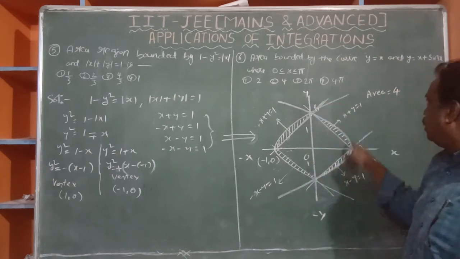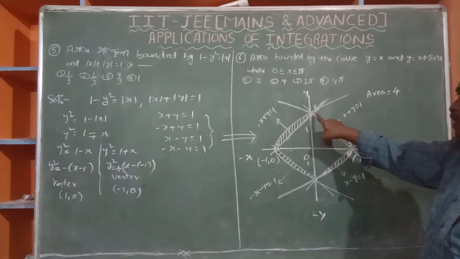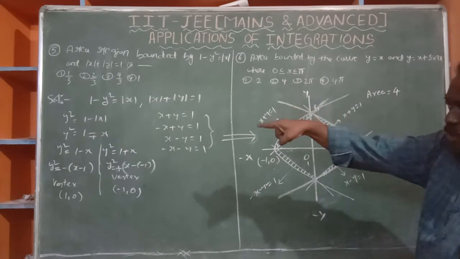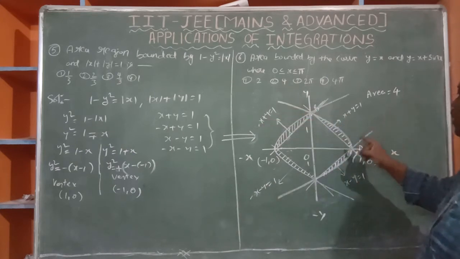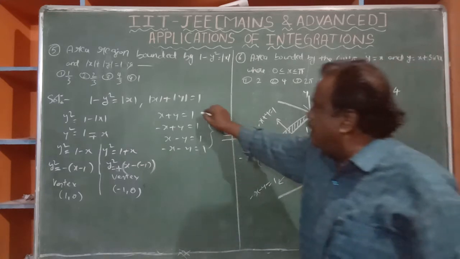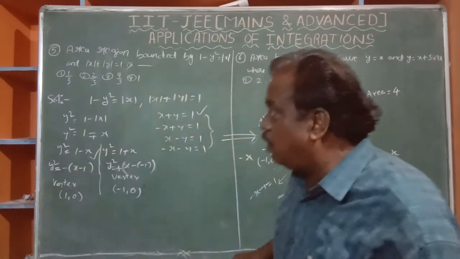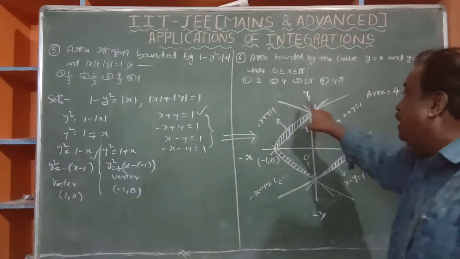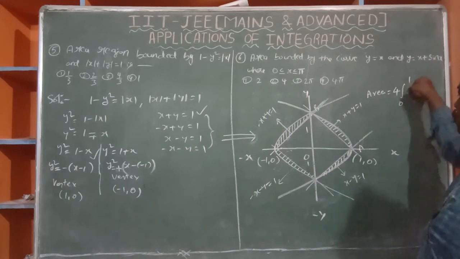In the first quadrant, this area is bounded by the curve, this first curve, and by this line. This is the curve y squared is equal to 1 minus x. It is symmetric about the x-axis. So the limits are 0 to 1.